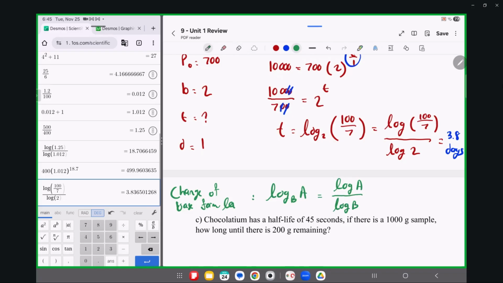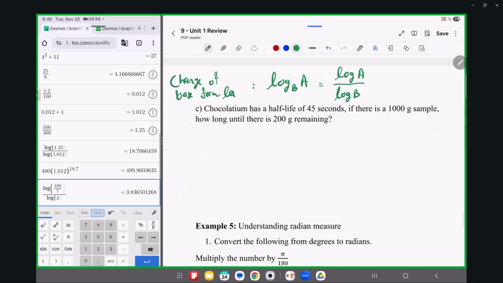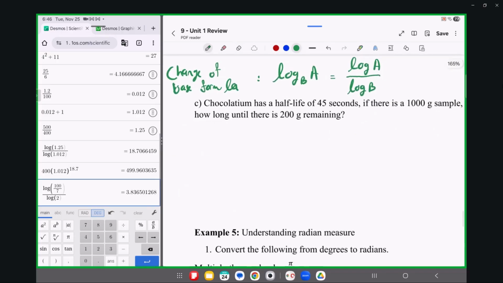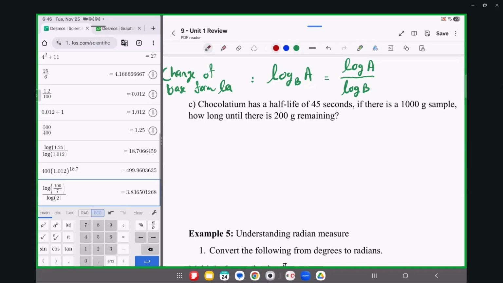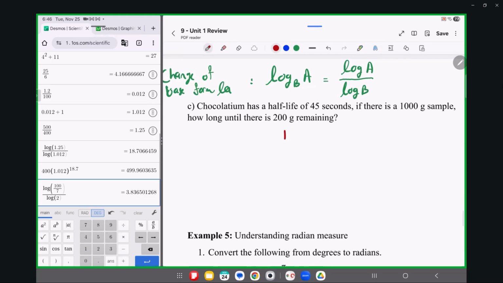Okay. Let's see. Letter C, most interesting question. We have chocolatium is back. It has a half-life of 45 seconds this time. If there's a 1,000-gram sample, how long is there until 200 grams is remaining? So instead of P, we'll use M for mass, I suppose. So capital M will equal M naught times B to the power of T over D.